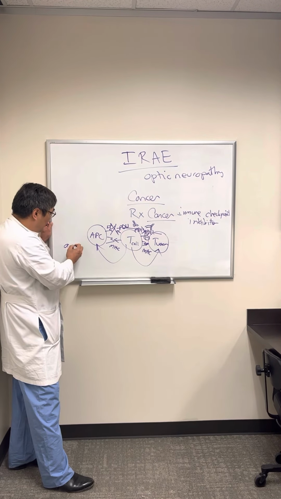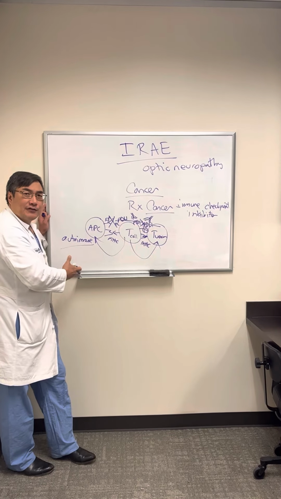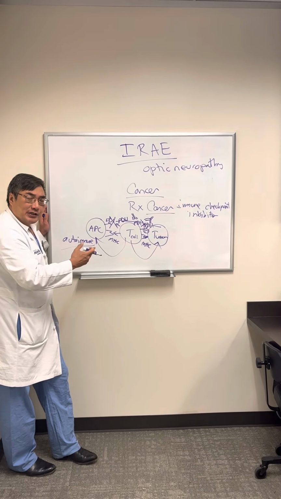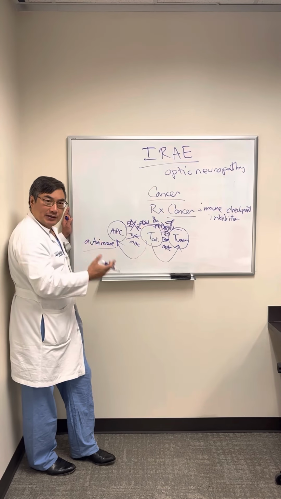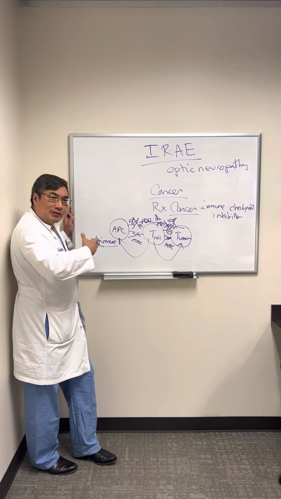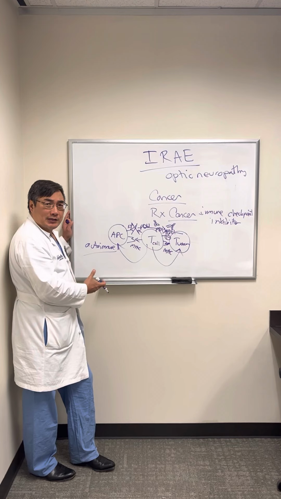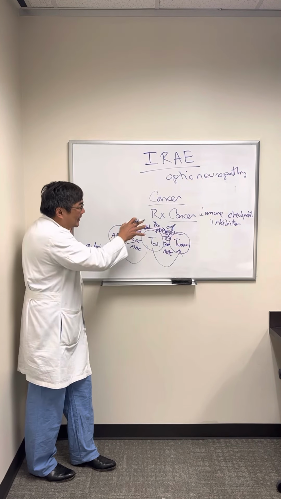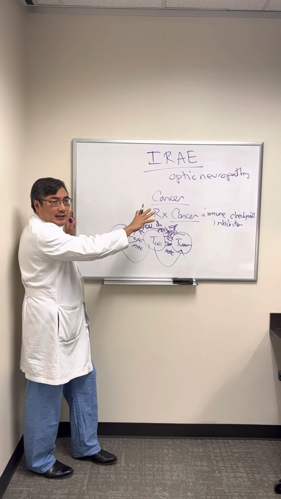And so this autoimmune attack can cause inflammation in the eye, uveitis. It can cause inflammation in the optic nerve, optic neuritis. It can cause it in the sheath, optic perineuritis. And it doesn't even have to be the eye. It could be any organ system, thyroiditis, lymphocytic hypophysitis. Any type of inflammatory response could occur when you block this immune checkpoint. And so those are immune-related adverse effects.